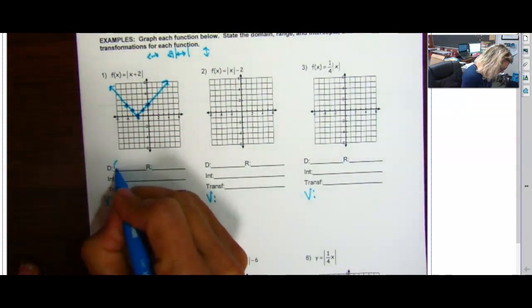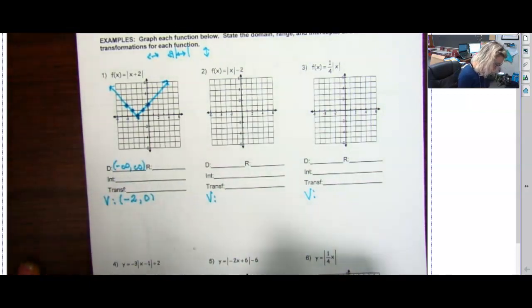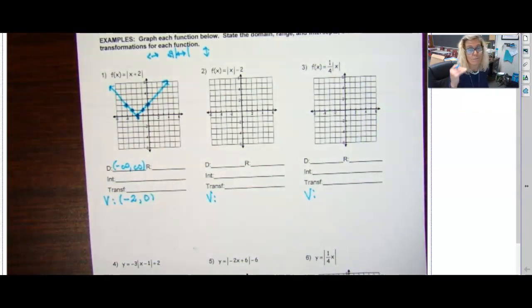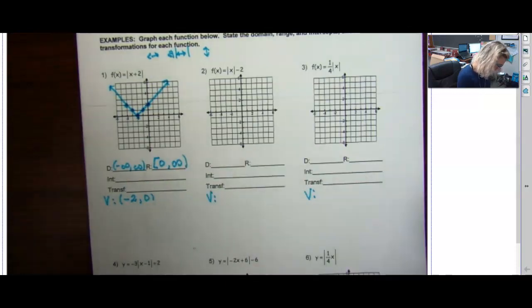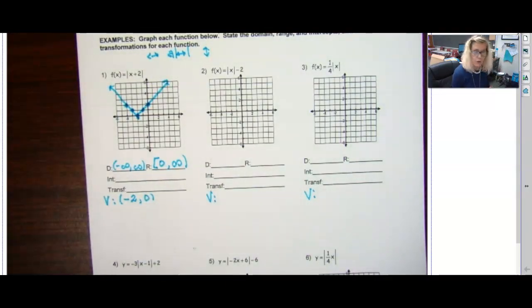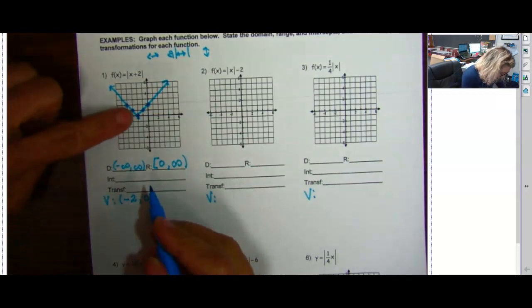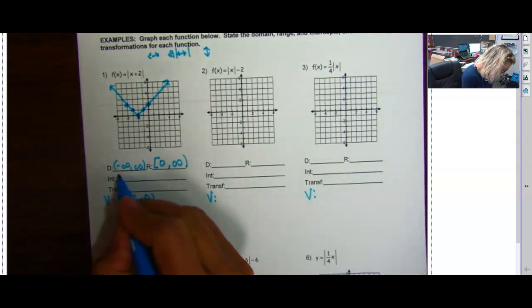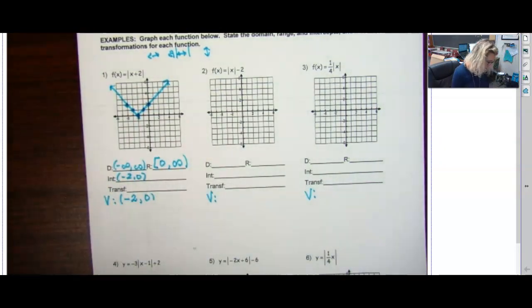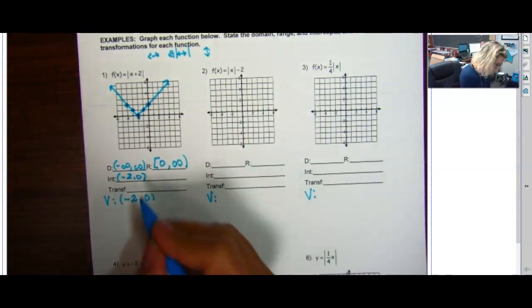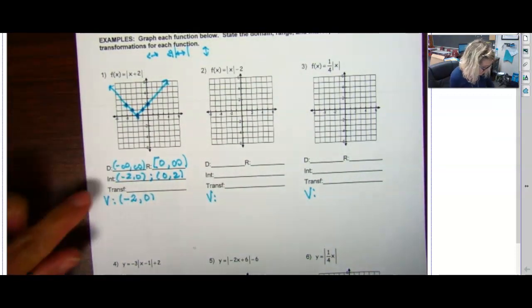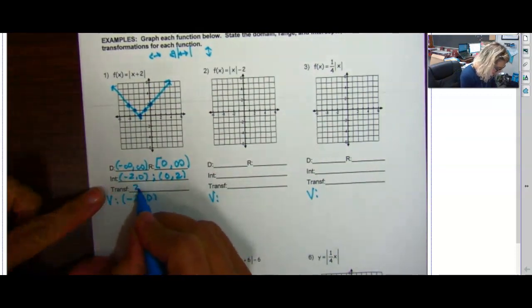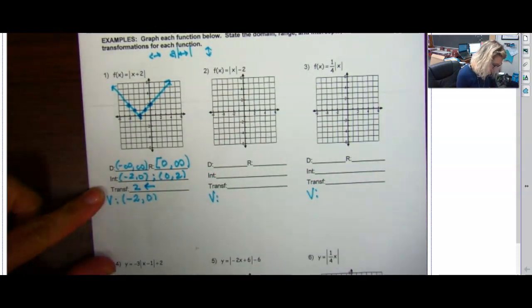And remember, your domain is -infinity to positive infinity. And there is no vertical movement up or down the y-axis. So the range is still going to stay 0 to infinity. So for your intercepts, we have an intercept at (h, k), of course. That's your x-intercept. And then your y-intercept is going to be (0, 2). And then, of course, your transformation, that's just going to be 2 units to the left.